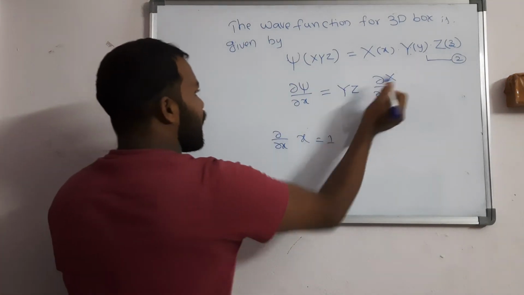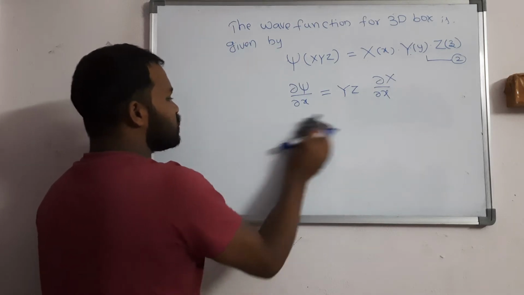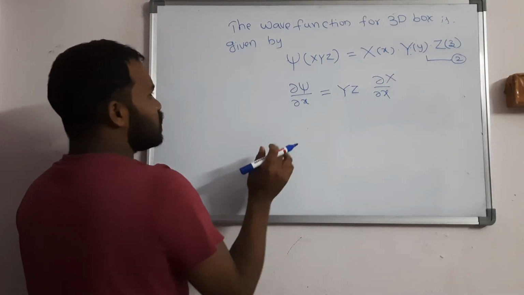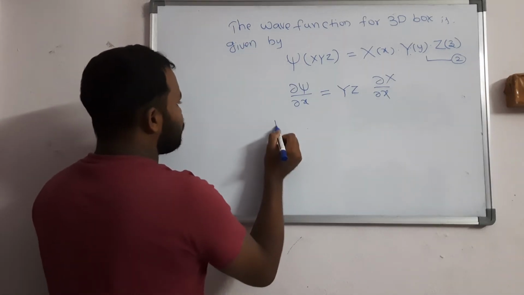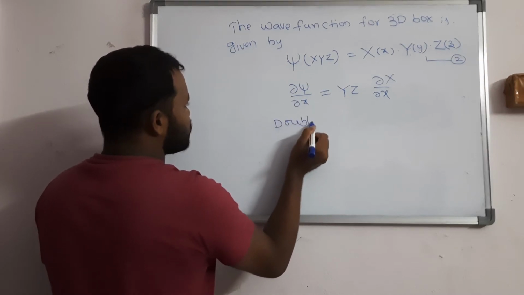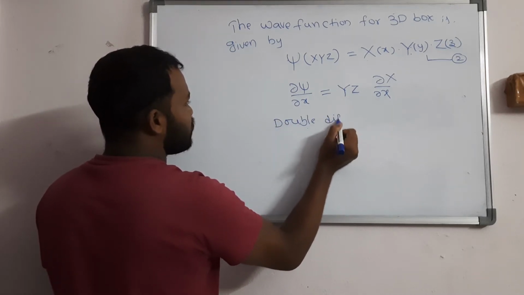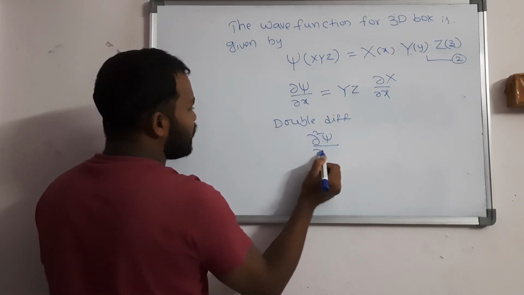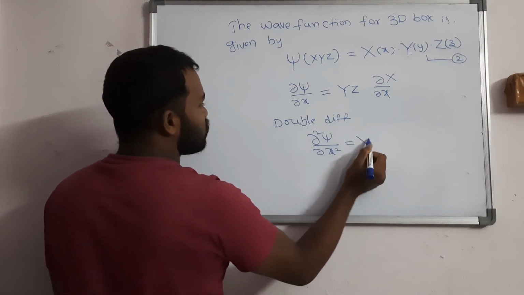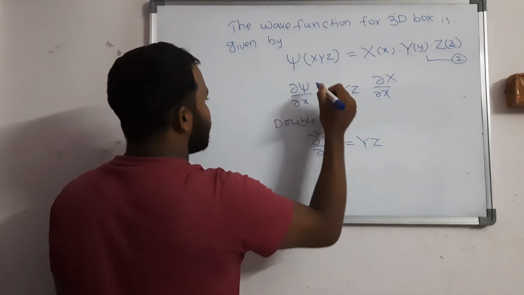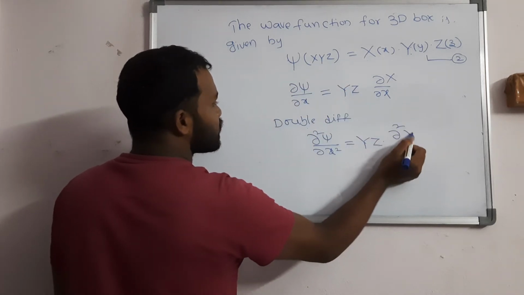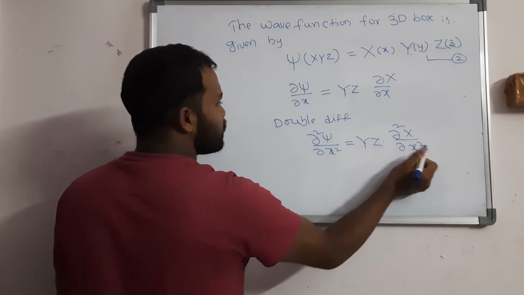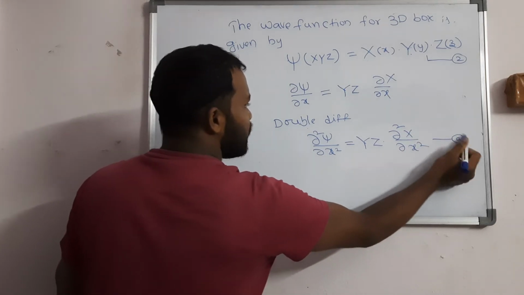Here I am taking capital X; don't take it as 1, just write capital X as it is. So if you do the double differentiation, what will you get? Double differentiation of the above equation means ∂²ψ/∂x² is equal to YZ as it is. Just write ∂²X/∂x² for the double differentiation. This is equation A; take it as small a.